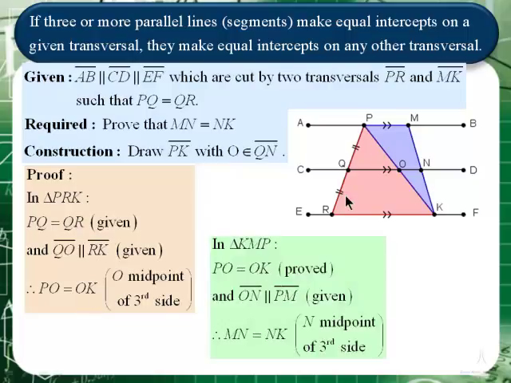Then we go to the blue triangle and we prove something very similar. Firstly, we know that O is the midpoint of PK. That's been proved. Furthermore, we know that line segment ON is parallel to line segment PM, and therefore from the previous theorem we can conclude that N must be the midpoint of MK. Therefore MN must be equal to NK, and this then concludes the proof.